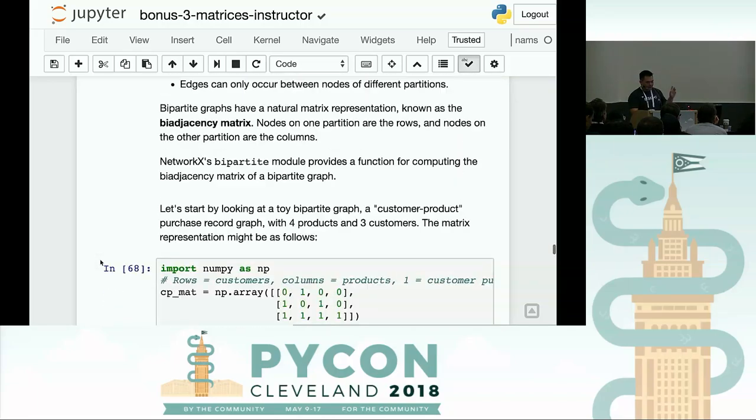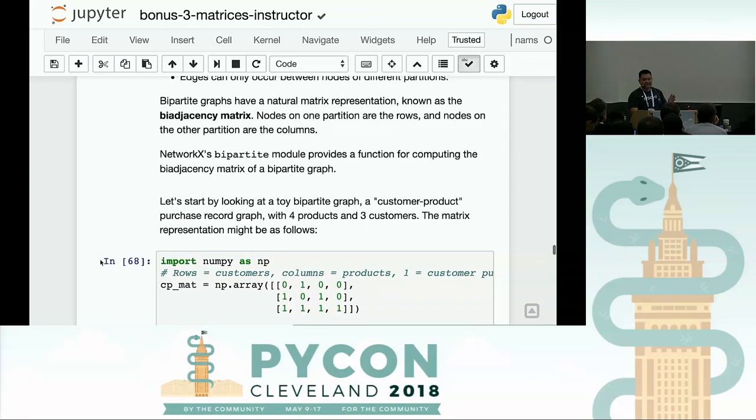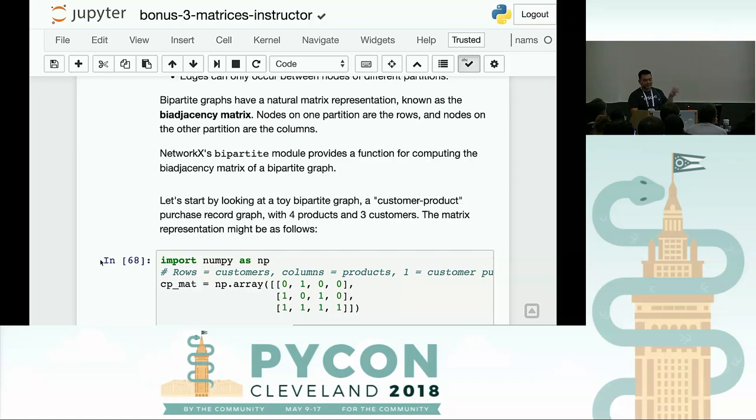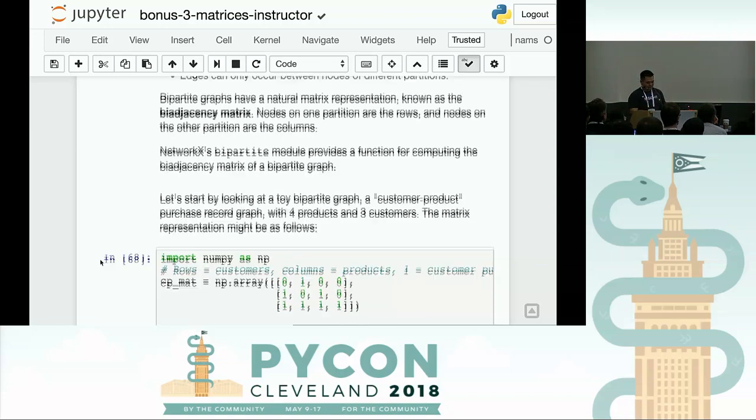The final part is on bipartite graphs. As it turns out, if you take the adjacency matrix of the bipartite graph and matrix multiply against its transpose, you get the projection. It's a super cool result.